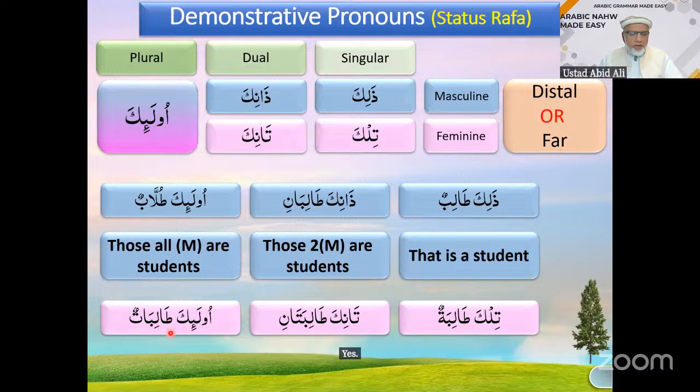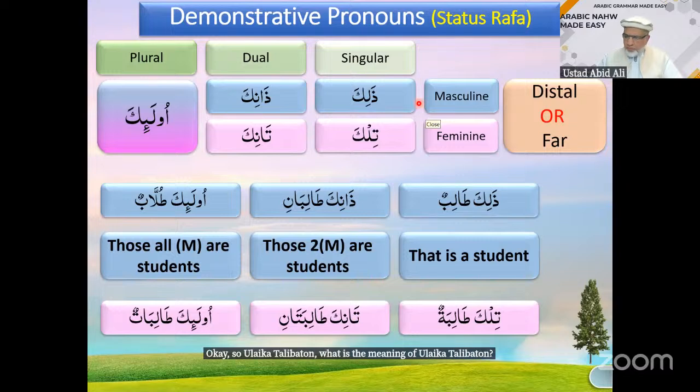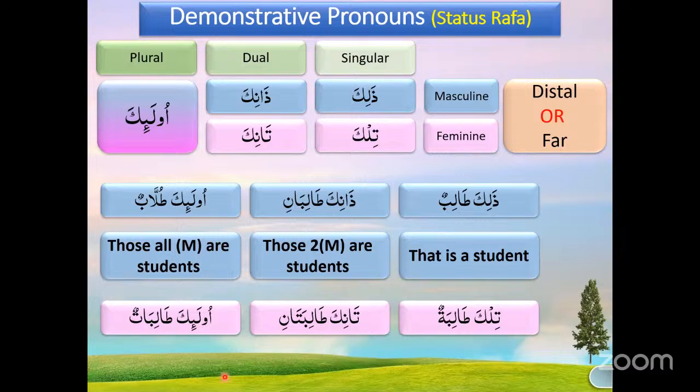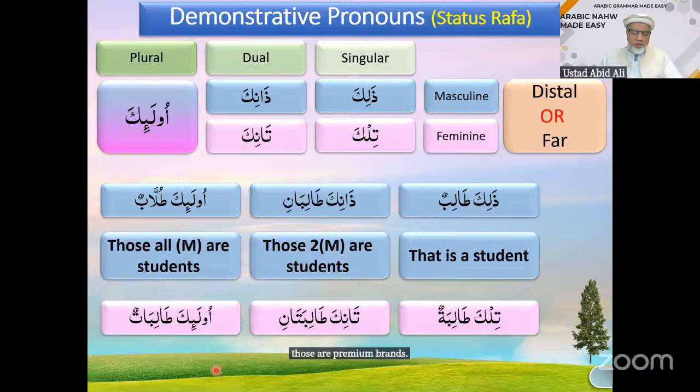Okay, ulaika talibatun. What is the meaning of ulaika talibatun? Hello. Those are female students. MashaAllah, very good job.